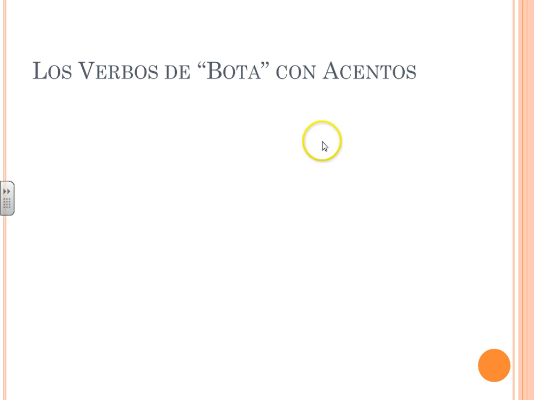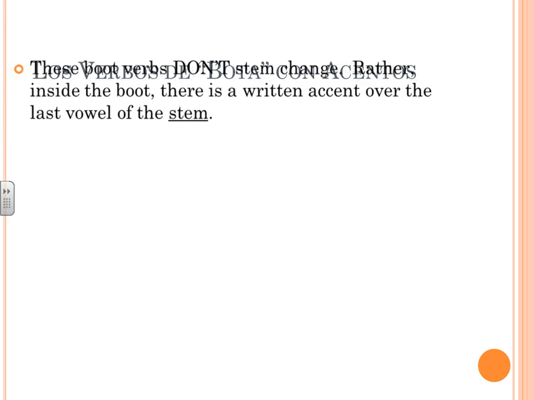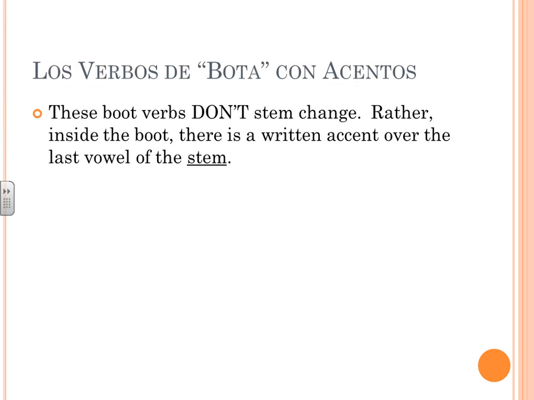Okay. Just another piece of information. This is the new part for stem changers that we did not learn last year in Spanish 1. These are los verbos de bota con acentos. So there are a couple of verbs. It says these boot verbs don't stem change. Rather, inside the boot, there's a written accent over the last vowel of the stem. So instead of having a spelling change, they have an accent change.